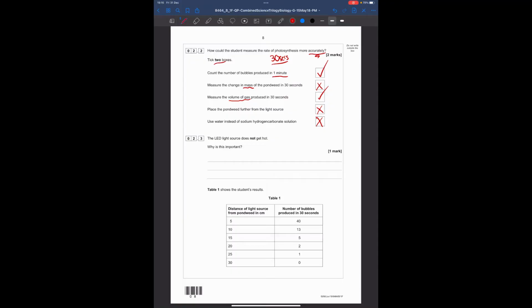Question 2.3. The LED light source does not get hot. Why is that important? Well, temperature is one of the factors that affects the rate of photosynthesis. If it gets hot, it's going to change the amount of photosynthesis happening in the pondweed. So why is it important then? Because temperature affects the rate of photosynthesis. So therefore, keeping the temperature the same is a control variable.